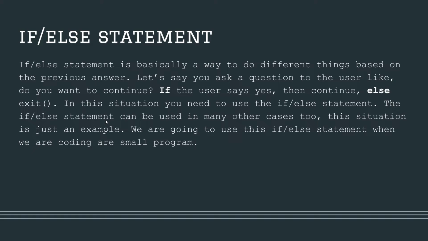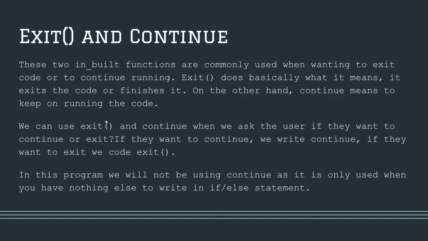Now we're going to learn about exit and continue and what they do and why we use them. These two inbuilt functions are commonly used when wanting to exit code or to continue running. Exit does basically what it means. It exits the code or finishes it. On the other hand, continue means to keep on running the code. We can use exit and continue when we ask the user if they want to continue or exit. If they want to continue, we write continue. If they want to exit, we code exit. In this program, we will not be using continue, as it is only used when we have nothing else to write in an if-else statement.